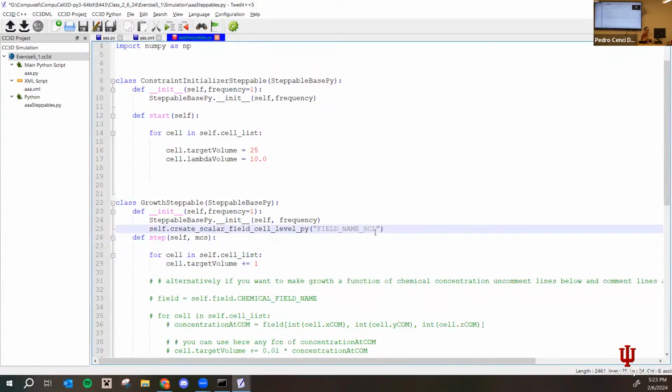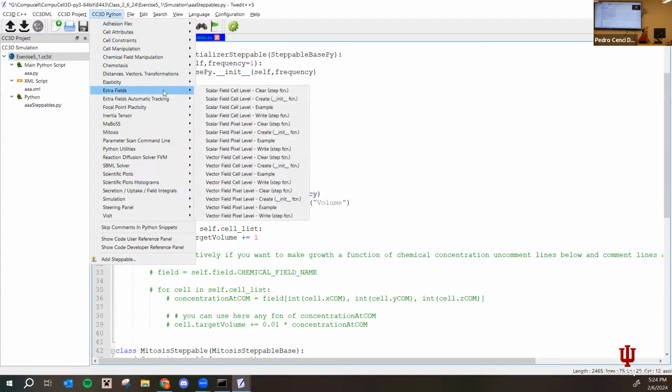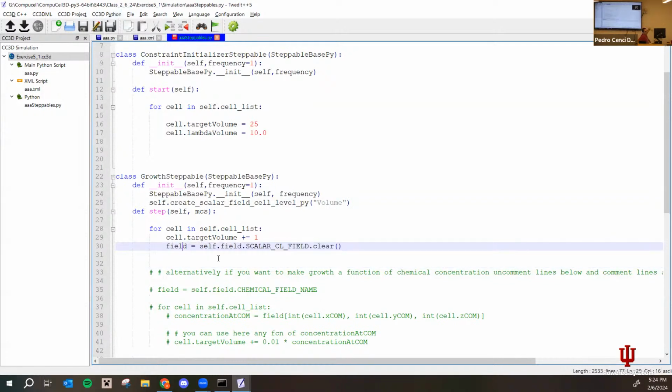Perfect. Now give it a name like volume in these quotes. Does it have to be in caps? No. And then in the step function inside the for loop, import the rest. So yes, CC3D Python, extra fields. And the step one, scalar field cell level step, the first one, clear. So this is the clear function. You put that before the for loop, outside, so like line 27.